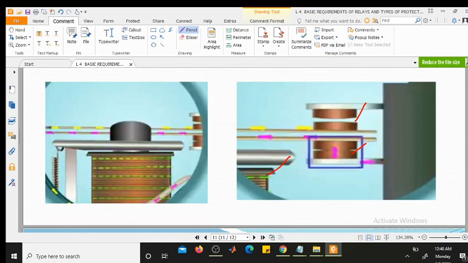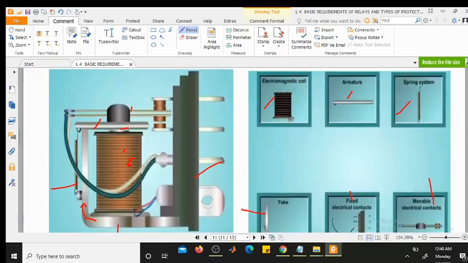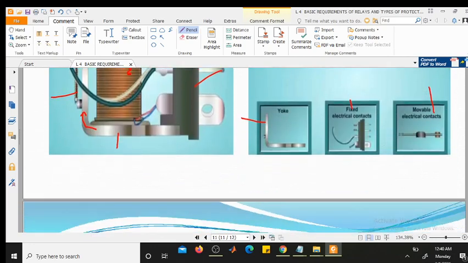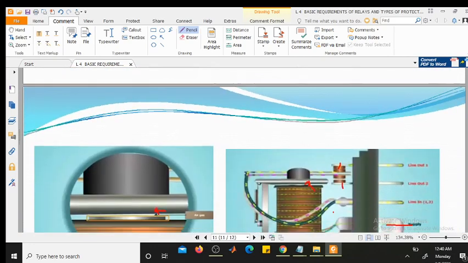That is the basic relay. So what we have learned in this session: what the requirements of a relay are, what primary protection and backup protection are, and the basic operation of a relay, we have studied in this lecture.